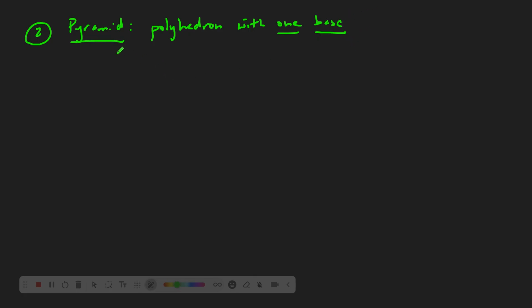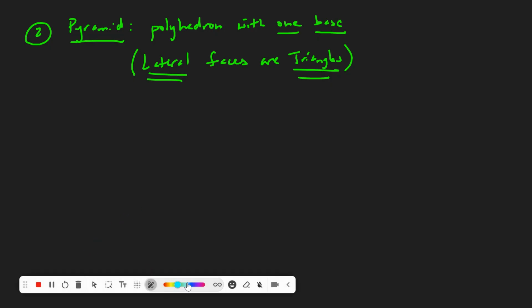And again, in this case, your lateral faces are triangles. And the reason the lateral faces are triangles is because if it only has one base, then the other direction of the polyhedron comes to a point. Okay? So let's start with our triangular pyramid.